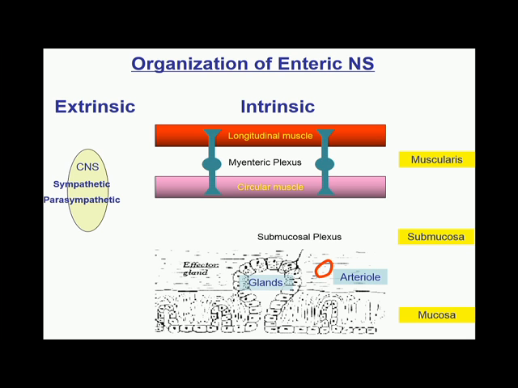And this is supplied by two plexuses. The myenteric plexus, which is located between the two muscles, predominantly innervates the muscles, and there are interneurons. So that's the myenteric plexus. And the other plexus is the submucosal plexus. They predominantly innervate the submucosal blood vessels and the glands. That means the submucosal plexus can innervate the muscles, and the myenteric plexus can also innervate the glands as well.